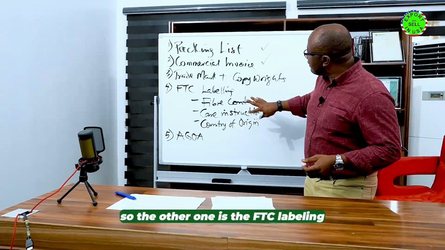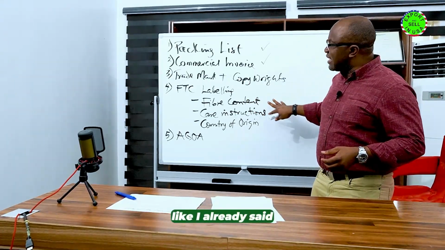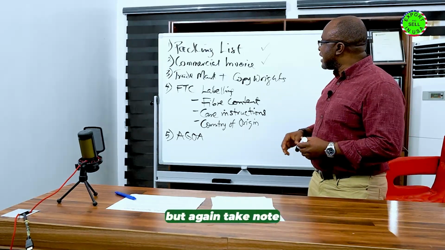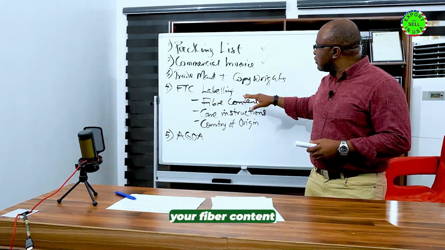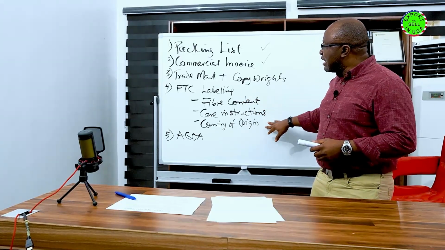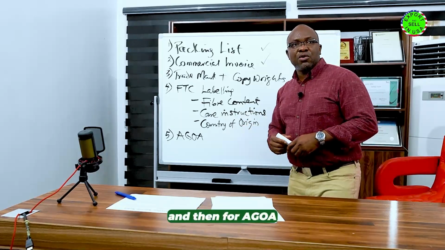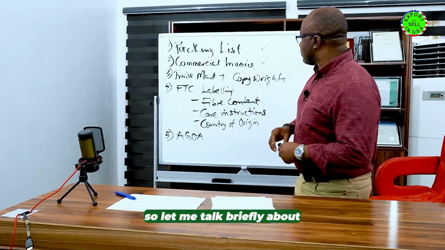So the other one is the FTC labeling. Like I already said, this is only when you are selling in large quantities. But again, take note, make sure your label, your fiber content, your care instruction, country of origin, all those things are there in the label. And then for AGOA. So let me talk briefly about packing list.